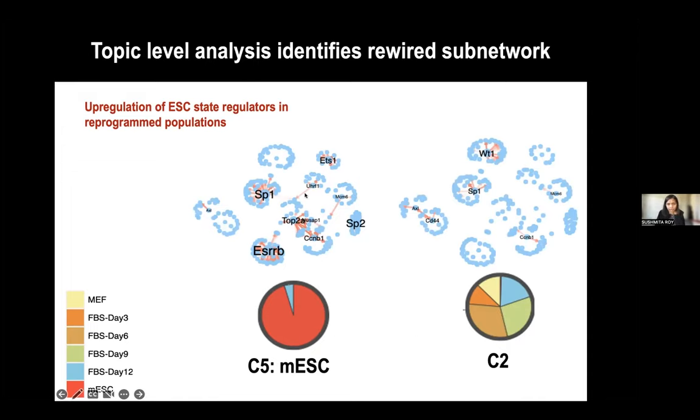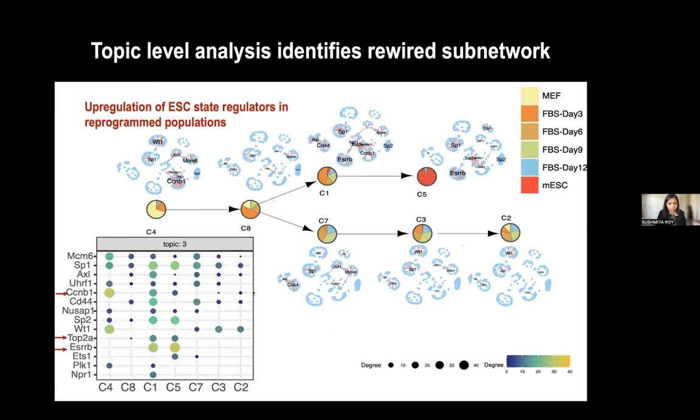And what we see is that there are regulators like ESRRB and TOP2A that have many more connections in this particular population of cells, which are not there in this population of cells. So we can actually use this as a way to look at rewiring changes at the GRN level. And this makes sense because we know ESRRB is a key marker and a regulator that is needed for establishing the mESC state.